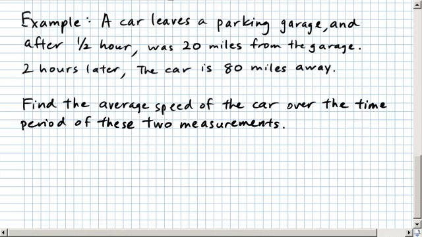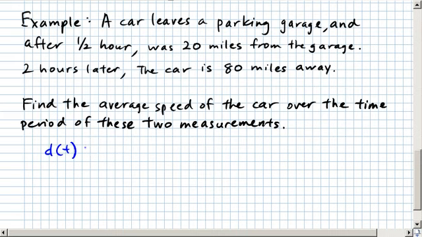Alright, here's one more example, put in the context of a more real-life situation. So you have a car leaving a parking garage, and after a half an hour after leaving that garage, it's 20 miles away from the garage. 2 hours later, so in other words, 2 hours after we measure the distance that it is away after half an hour, the car is 80 miles away. Alright, so what we're going to do is we're going to model this with a function. Alright, and so what we have is we have distance as a function of time.